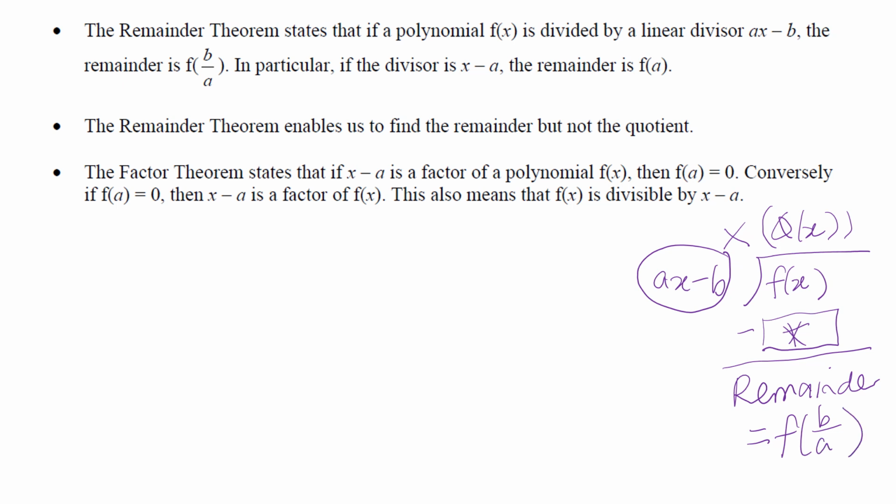Okay, this is what it means. So if you're going to write it as an equation, it means that f of x can be written as divisor times quotient plus f bracket b over a. This is what it means.